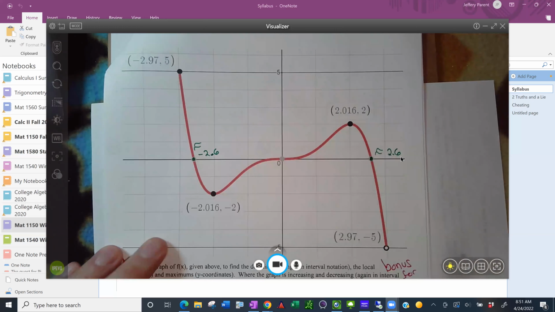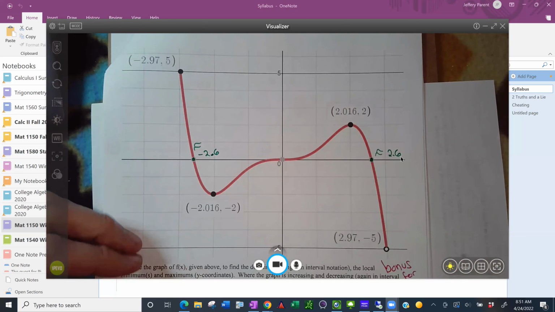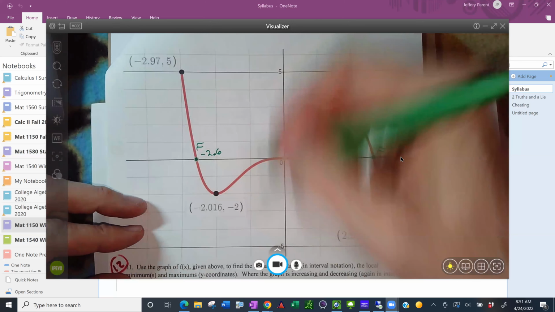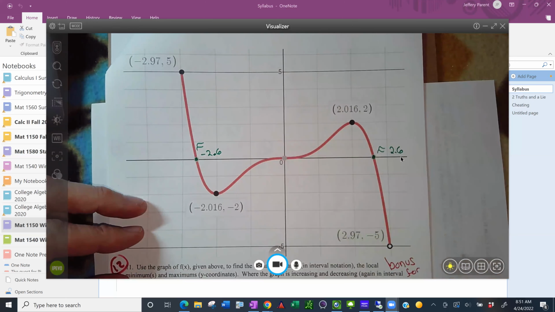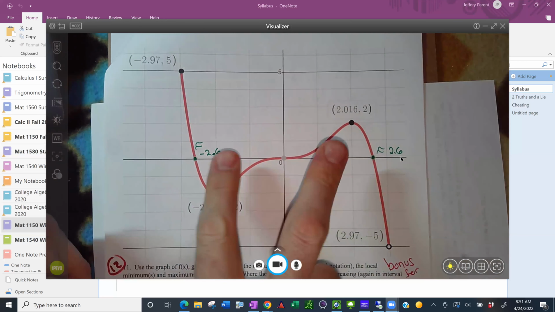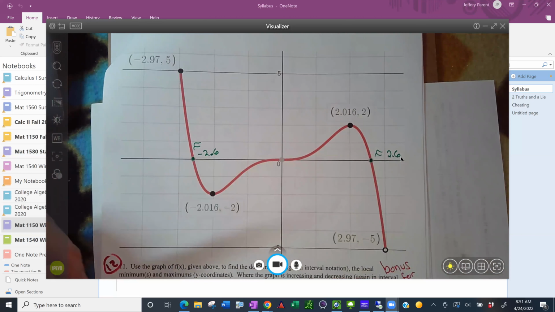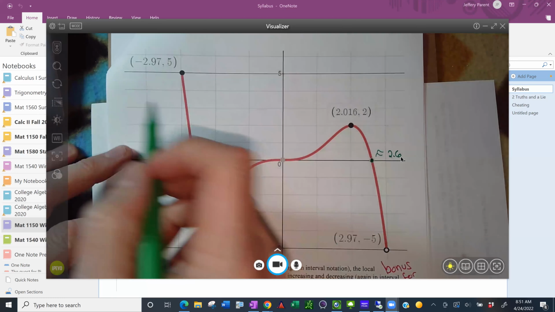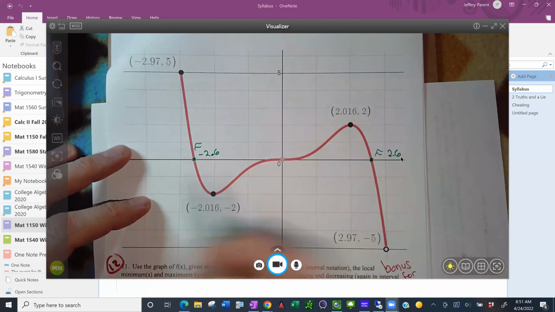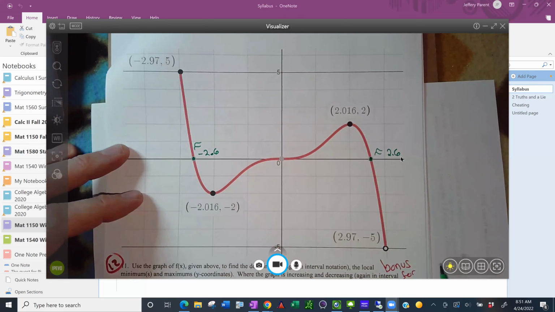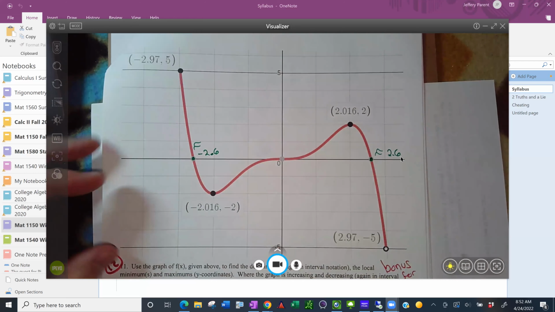So one of the things I could ask you is, is this a function? And the answer is yes, because it passes the vertical line test. Is it an even function? No, because it's not symmetric with respect to the y-axis. How about, is it a one-to-one function? Again, the answer is no, because it fails the horizontal line test. So a couple quick questions there.